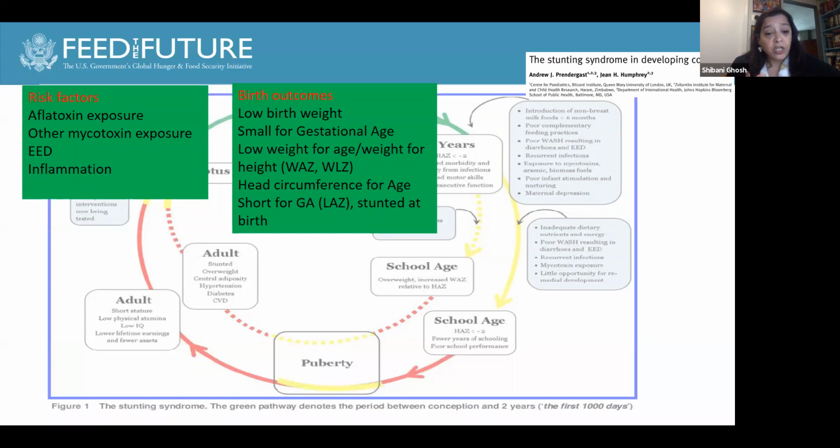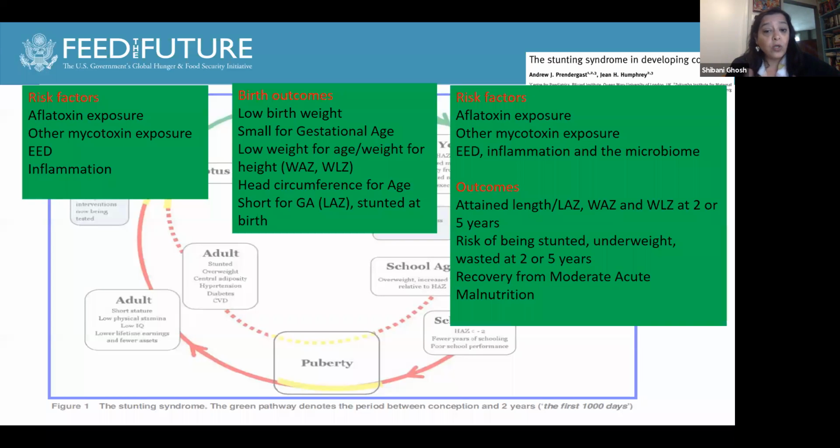And I think we're seeing a picture emerge, but as Chris has already outlined, this is a pretty complex picture that emerges with respect to these different risk factors and the birth outcomes. Next, please. We've also looked at early life and up to 5 years of age at risk factors such as aflatoxins and other mycotoxins, EED, inflammation, as well as assessing the microbiome in children who are moderately malnourished, and assessed these risk factors relative to outcomes, including anthropometry, as well as recovery from malnutrition, particularly moderate acute malnutrition.